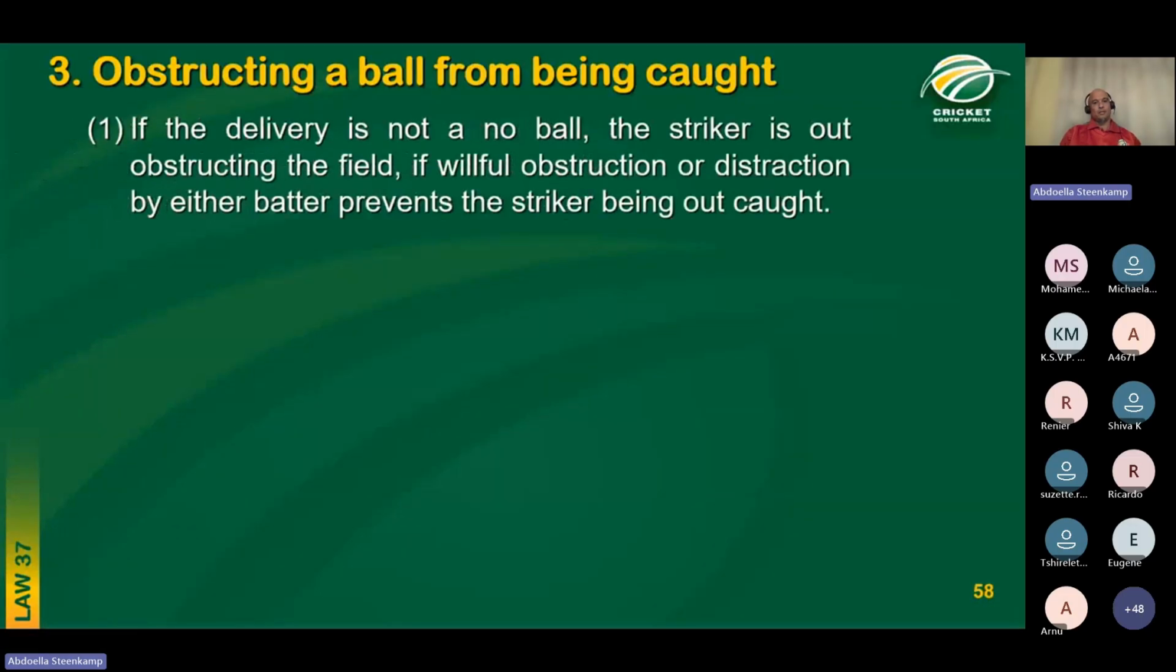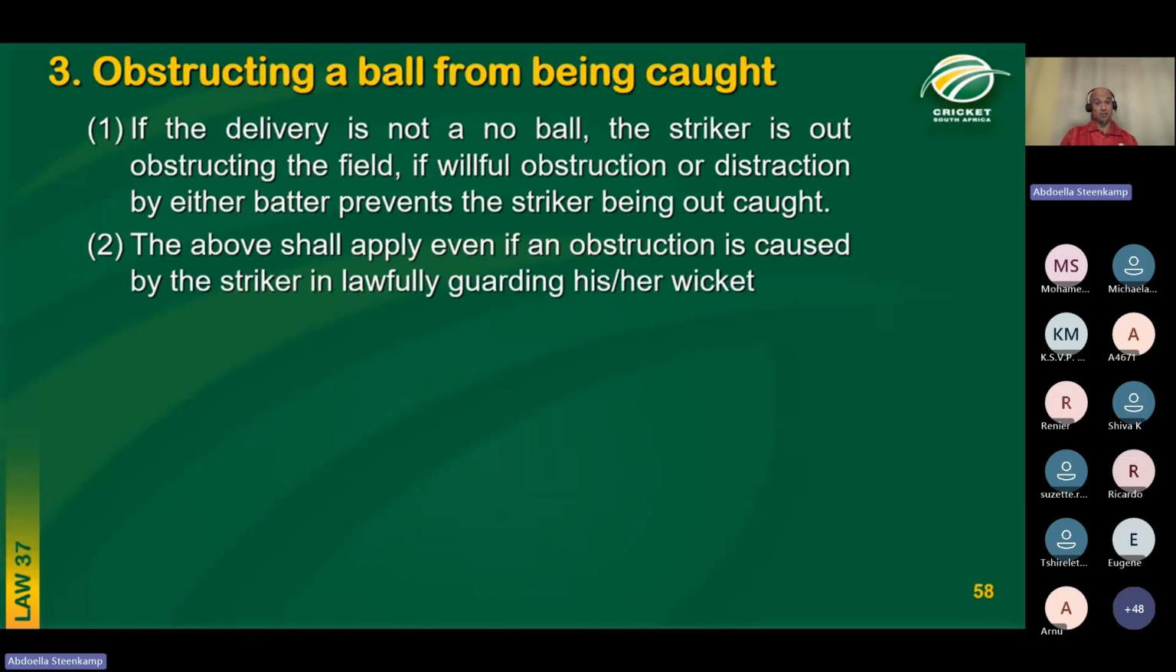Obstructing a ball from being caught. If it's not a no ball, the striker is out obstructing the field if willful obstruction or distraction by either batter prevents the striker being out caught. So the striker is out, even if the non-striker prevented or caused the willful obstruction or distraction, it will be the striker that needs to be given out if it's not a no ball.